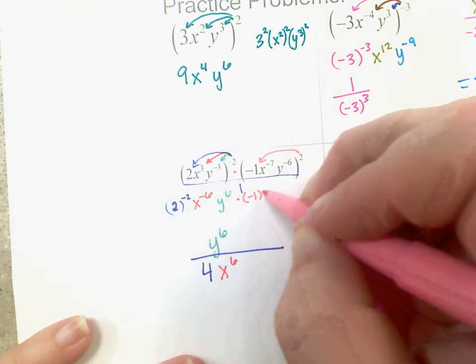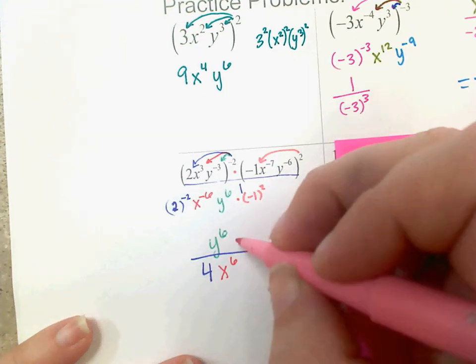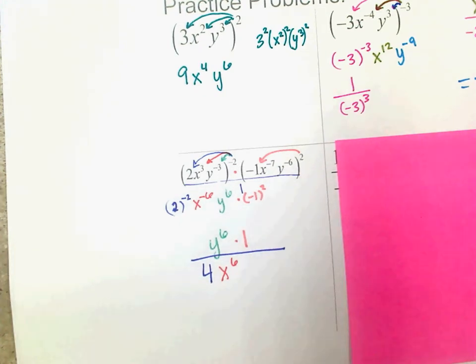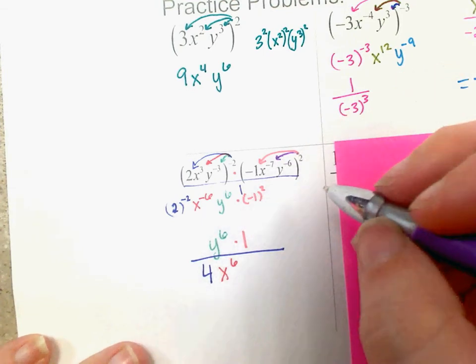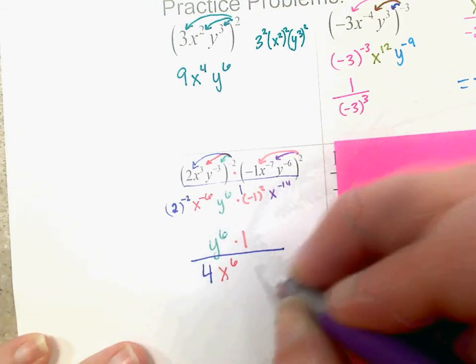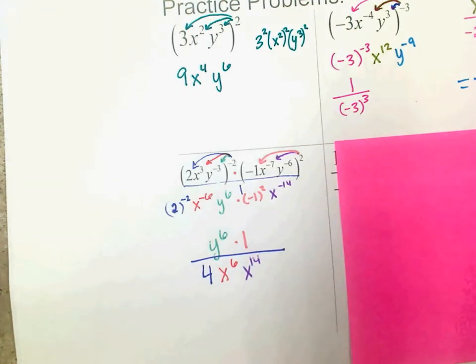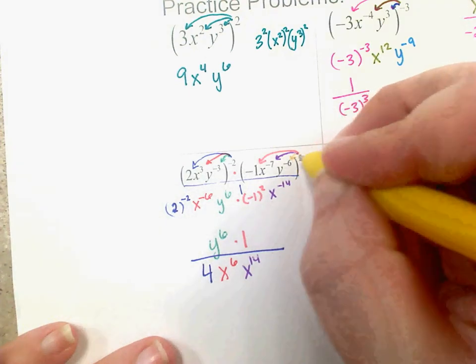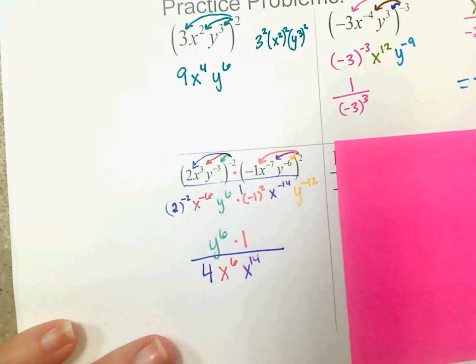Negative 1 squared is a positive 1, so you don't have to write it down, but I'm going to go ahead and write 1. Okay, next I need x to the negative 7th to the second. That means x to the negative 14th, or x to the 14th in the denominator. And then we have y to the negative 6th to the second, which is just y to the negative 12th, which means that also belongs in the denominator.